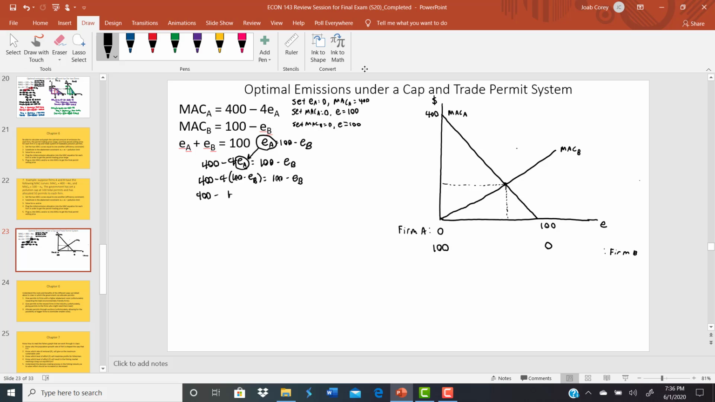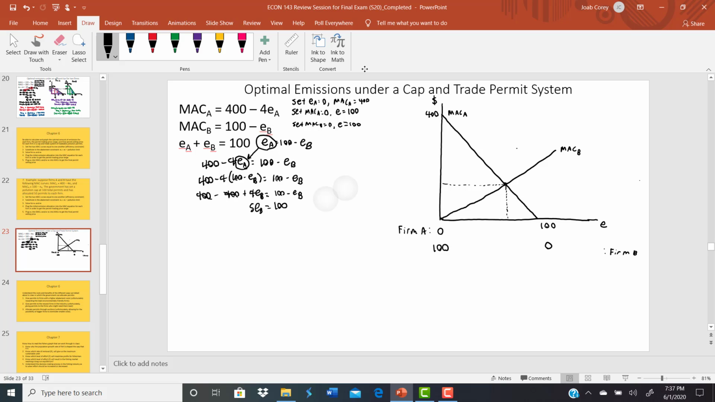So 400 minus 4 times 100 is 400, and negative 4 times a negative E sub B is equal to a positive 4 E sub B. That's going to be equal to 100 minus E sub B. All right, so we're going to get our E sub B's together, right? So bring that negative E sub B over to the left side. So we got 5 E sub B, and those 400s are going to cancel. So E sub B is going to be equal to 100.